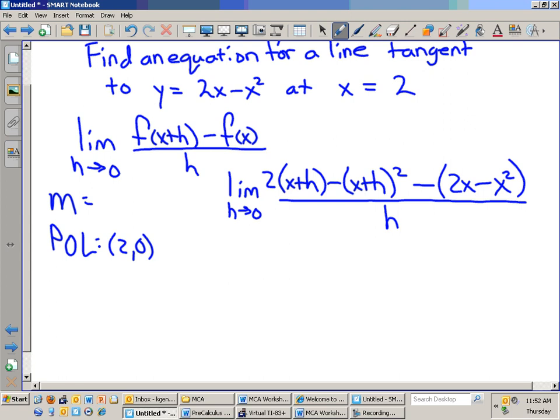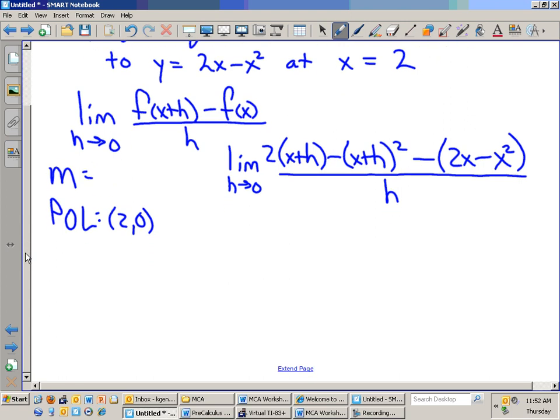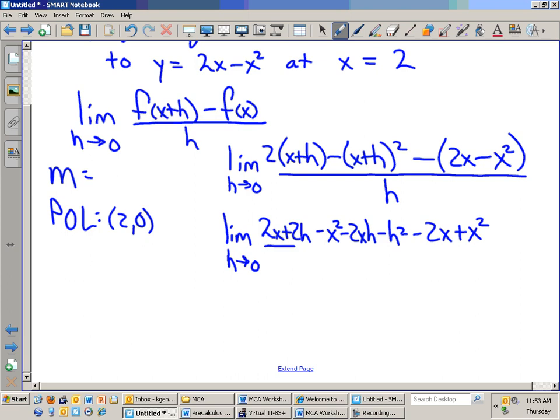Now, can you remember what should happen as we work this through? We should have the h cancel out of the denominator. And then, we might have to take one out. We'll see what comes up here. So as I work this out, from this point, it's now just algebra. Limit as h approaches 0 of 2x plus 2h minus x squared minus 2xh minus h squared minus 2x plus x squared over h.